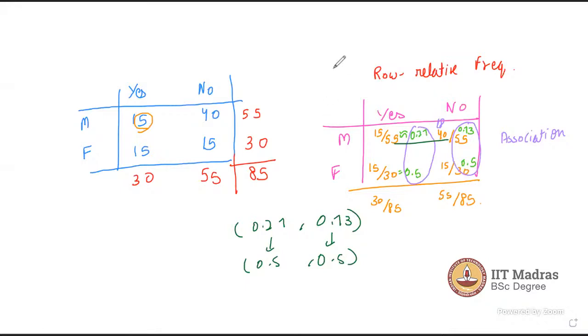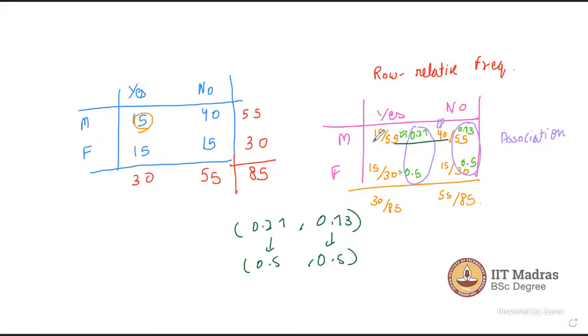Okay, is it clear or any doubt in it? Yeah, sir, it's clear. Can you explain this association with respect to conditional probability? Like the 15 by 55 that you are writing, is it a conditional probability? No, it is an intersection.